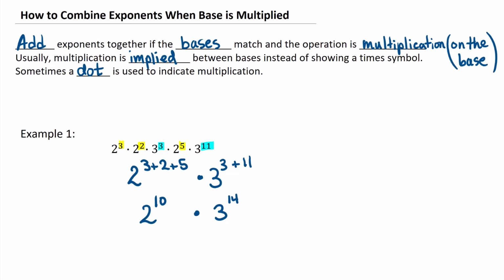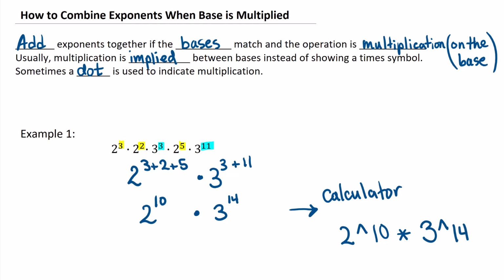If you wanted to calculate the actual value of this product, you can put this in your calculator by typing in 2, then a little caret or an up symbol, 10, and then a multiplication symbol, 3 caret 14. This should give you your product. But for now, we're just trying to show that we can rewrite bases that match when you're multiplying the bases together as a sum of the exponents.